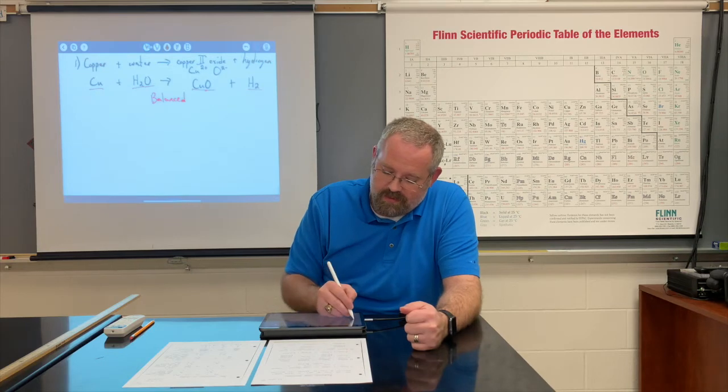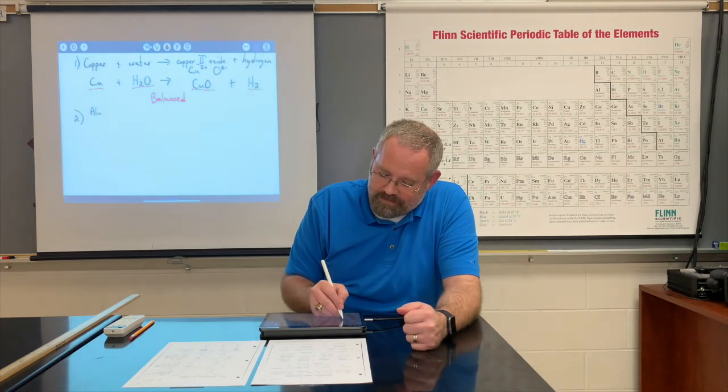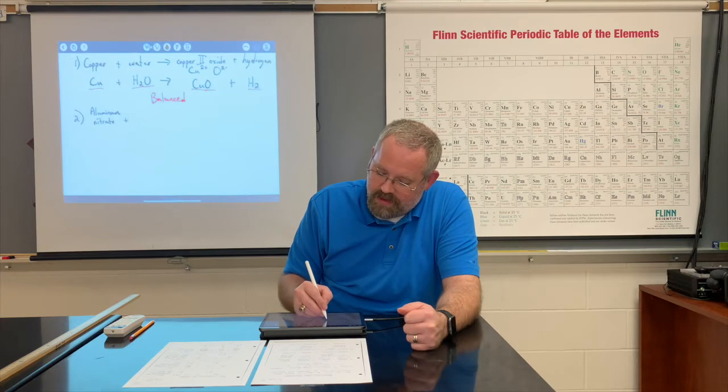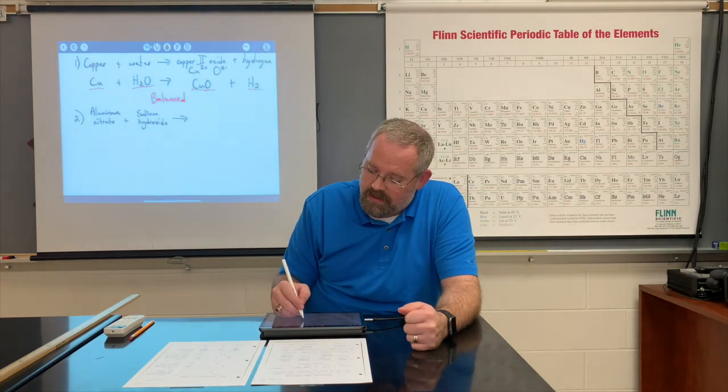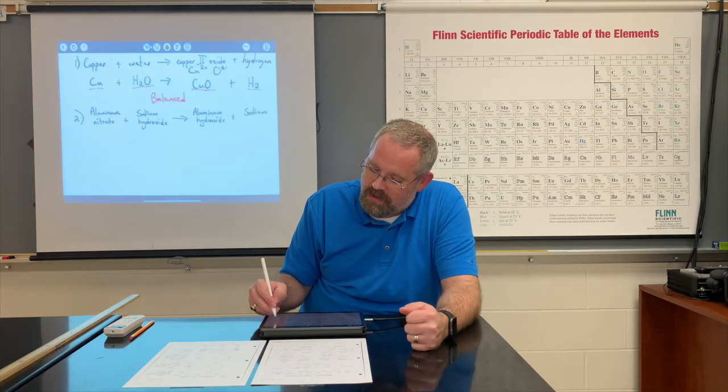Alright, next example. I'm going to have to write this one a little smaller to fit all of it. Aluminum nitrate plus sodium hydroxide. When these two come together, they make aluminum hydroxide plus sodium nitrate.